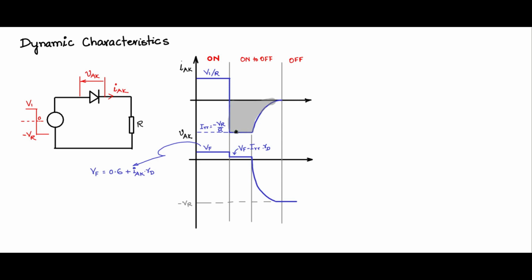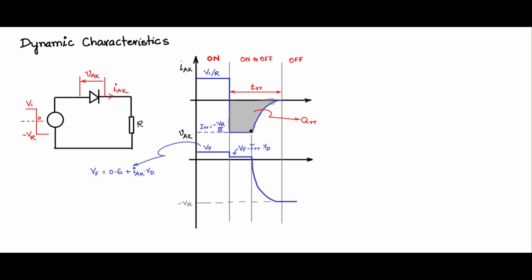So here the area under the reverse current curve will be QRR, which is the reverse recovery charge that needs to be recovered, and the time it takes for the charges to recombine so that the diode reaches its reverse blocking voltage state is called TRR, or the reverse recovery time. So this is the dynamic characteristic of the diode. This is slightly idealized here.